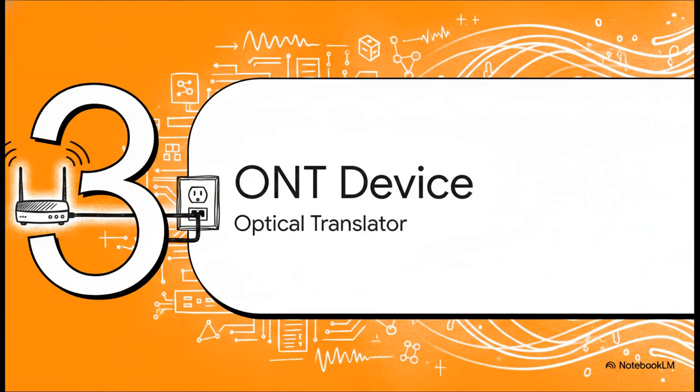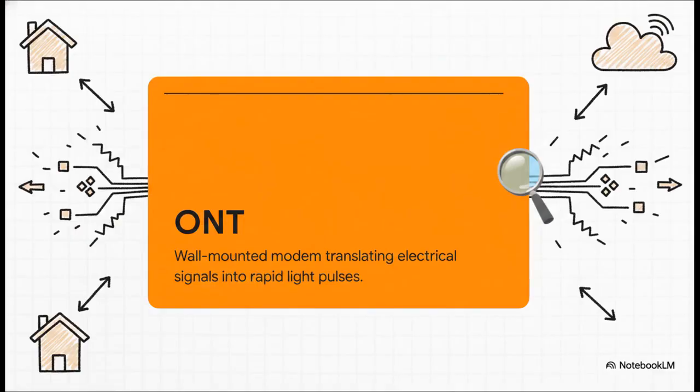Moving right along to step 3, the optical translator, the ONT device. All right, with the data neatly organized, it finally leaves the router through a short physical cable and heads toward an absolutely critical gateway that's usually mounted right on your wall. We're talking about the ONT, or Optical Network Terminal. Basically, this is your fiber optic modem. Its entire vital job in this whole process is to translate the electrical signals coming from your router into rapid pulses of light.